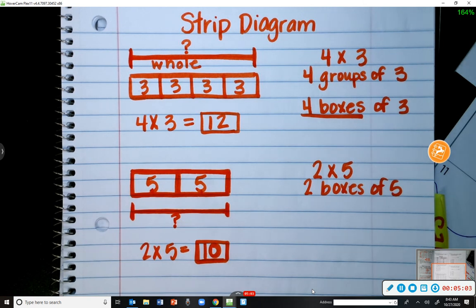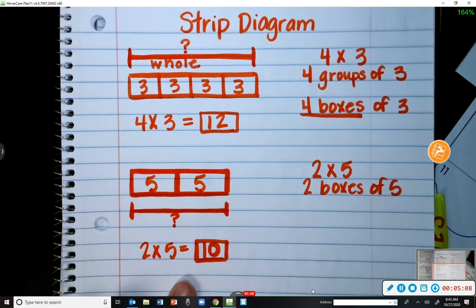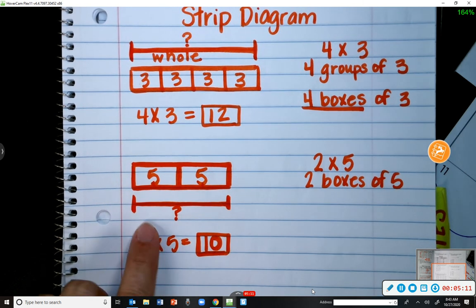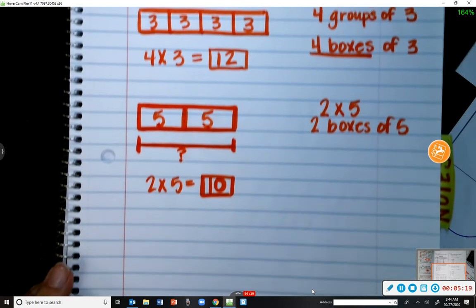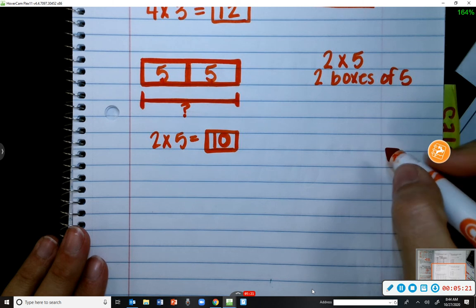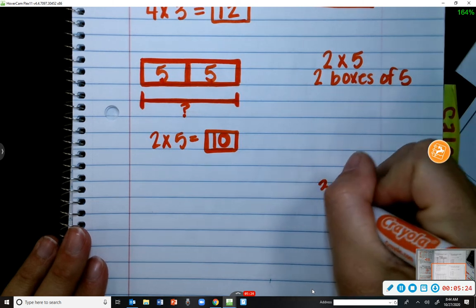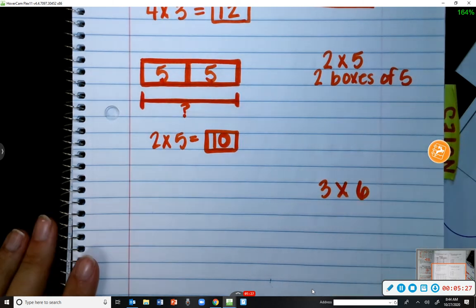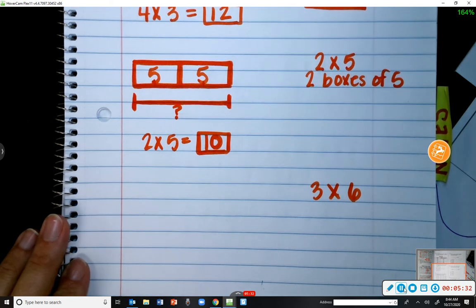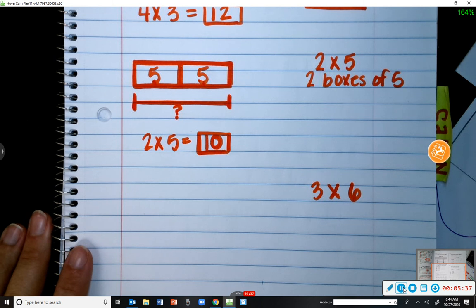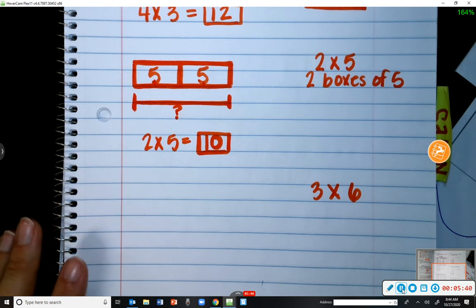Okay? You would also need to know this strategy because on word problems with answer choices, they may give you a strip diagram as an answer choice and you have to know what it would look like. Okay, and that's what we're going to practice. So what would the strip diagram for 3 times 6 look like? I want you to practice doing that on your own and then I'll come around and check. 3 times 6. Make sure you have the bar going across. And then I want to see how many boxes and what goes in.